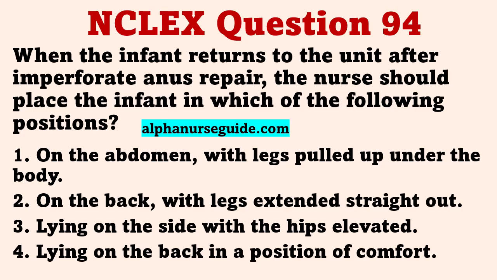The correct answer is 3. After surgical repair for an imperforate anus, the infant should be positioned either supine with the legs suspended at a 90-degree angle or on either side with the hips elevated to prevent pressure on the perineum. A neonate who is placed on the abdomen pulls the legs up under the body, which puts tension on the perineum, as does positioning the neonate on the back with the legs extended straight out.